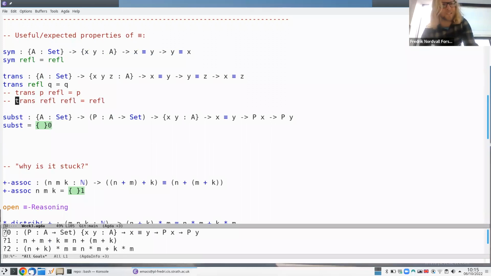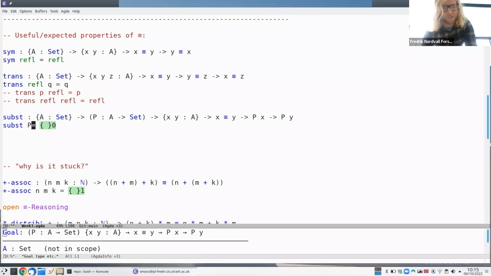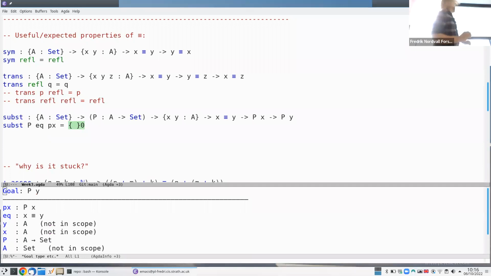Okay, should we try and do subst? So what do we have? Here we take some property P, take an equality, and we take something of type P of x, right? And we have to produce something of type P of y. Okay, any ideas how we should do this? Anyone else? Should we pattern match on the equality? On the equality, yeah. That seems to be what we do all the time, and that's absolutely right. It's the only game in town.